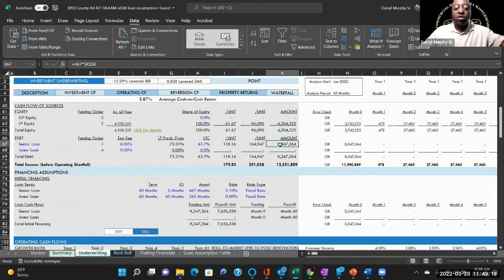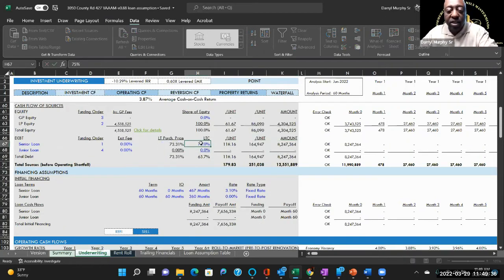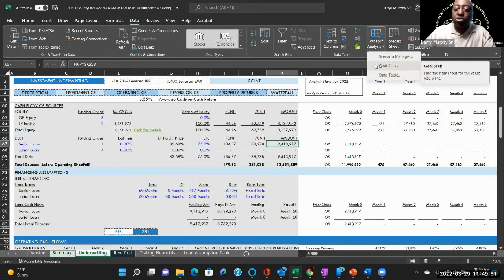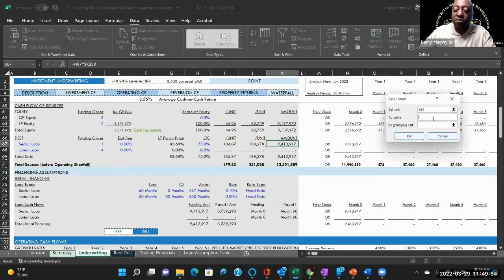Okay. So hold on a minute. Let me write that number down, because I'm going to show you how I do it. So let's just say that it was not there. So I'm going to just change that to 75. So the loan balance, you're looking at the document, you say, okay, what's the loan balance that I've got to pay off? So the loan balance is 8,247,364. What I do, I go up here to the What-If Analysis. I hit Goal Seek.